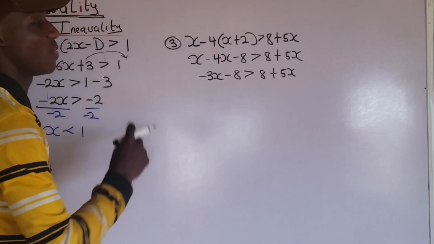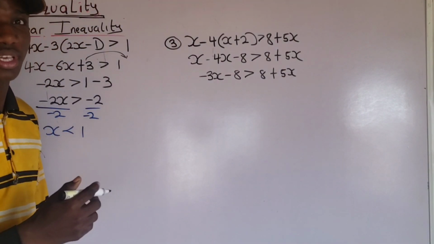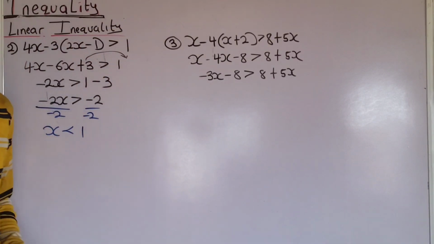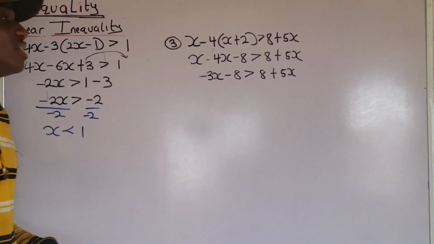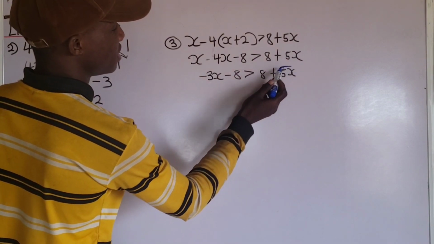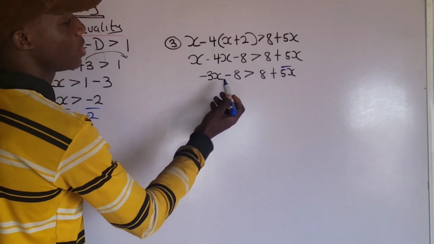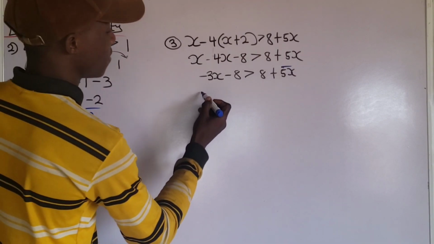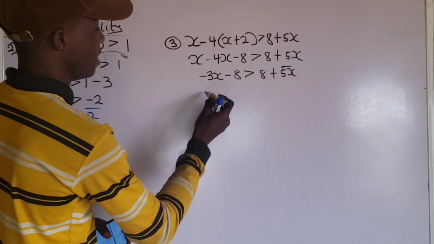Okay? Now, from this point, we're going to collect like terms. That means that I'm going to transfer this 5x to the left hand side of the inequality. You understand? I'm going to transfer this to the left hand side, and I'm going to move this 8 to the right hand side. Okay, so I'm going to have -3x.